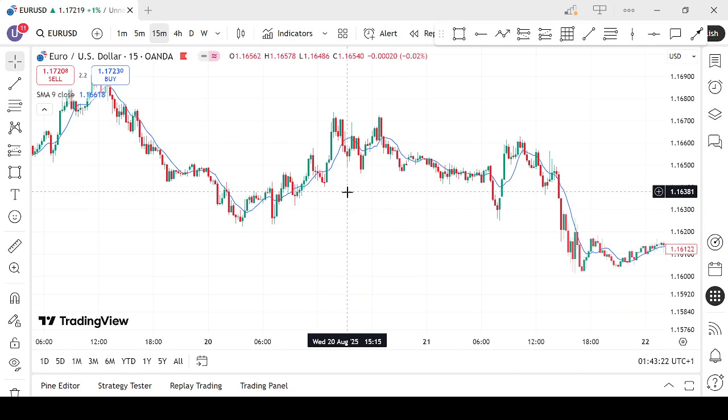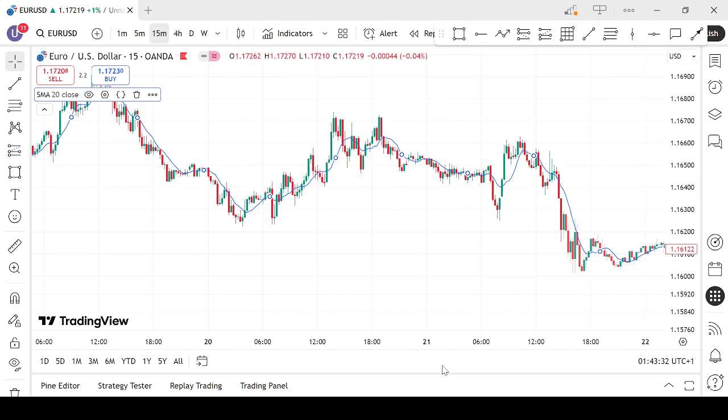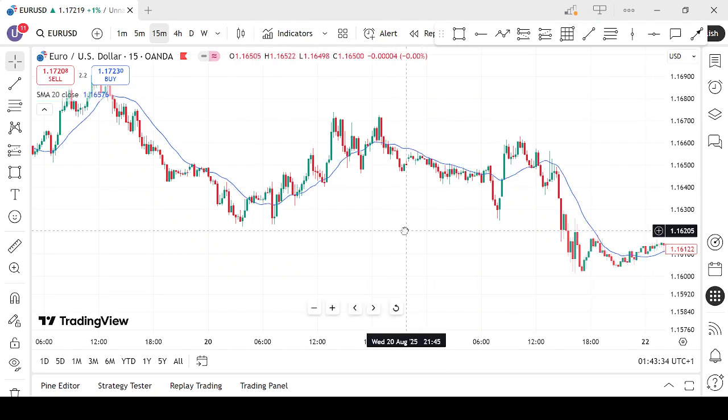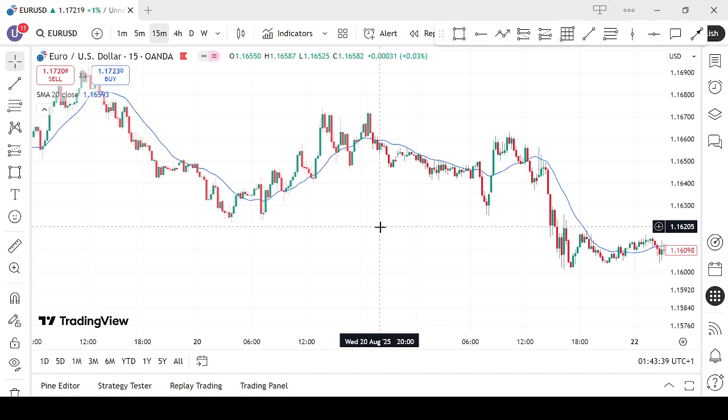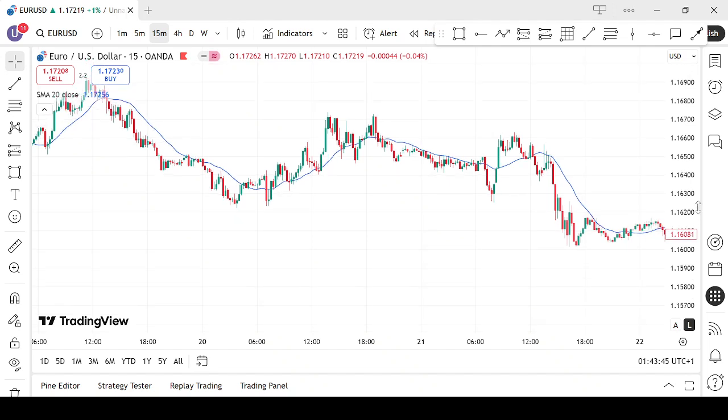So there are some key characteristics that you will need to know about your SMA. The first one is it has a lag effect. The simple moving averages are less sensitive to recent price changes due to the equal weighting of all data points, which can delay reaction to new trends.